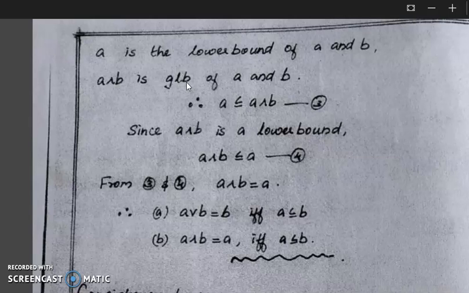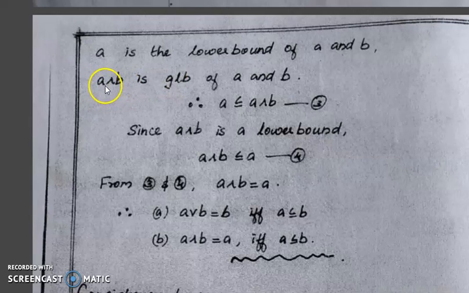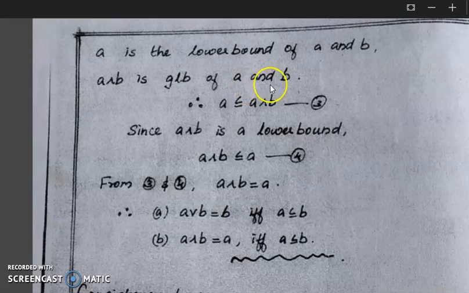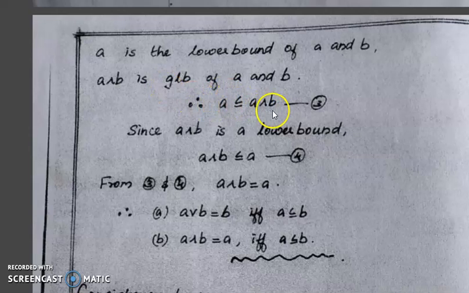You have to be thorough with that, okay? If you are thorough with the meaning of A and B, then you will understand this. A and B is the greatest lower bound of A and B. So therefore this is greatest. Therefore A is less than or equal to A and B.